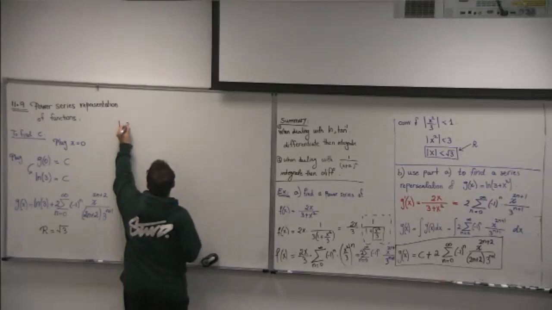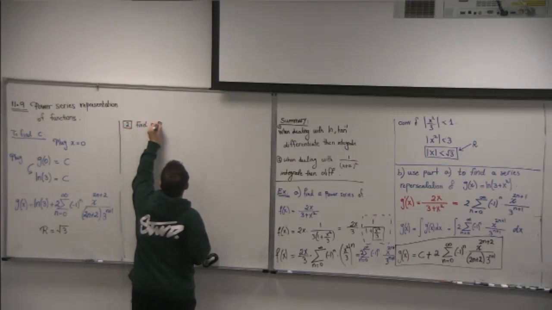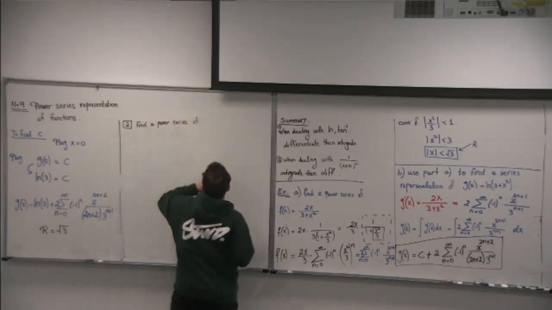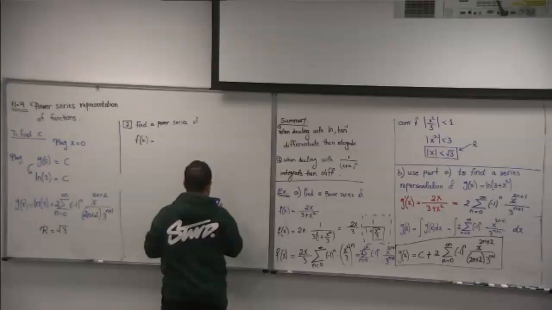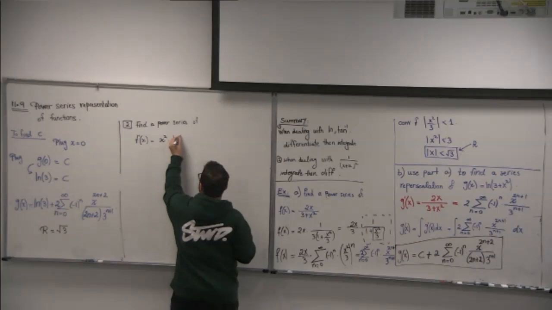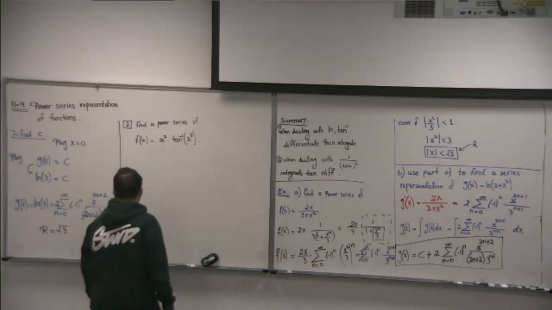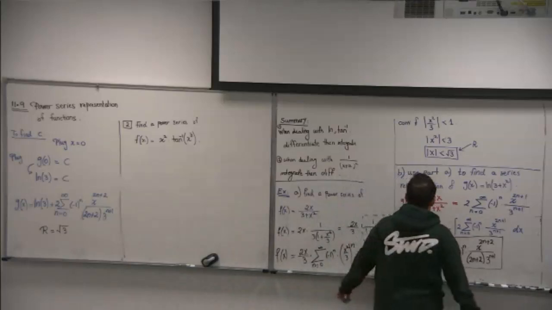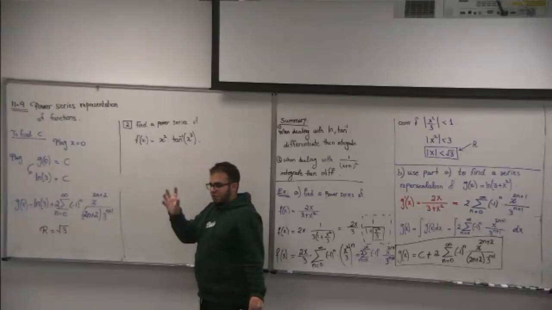So example 2 here. Find a power series of f of x equals x squared tan inverse x cubed. Okay. Again, we said in tan inverse, I differentiate. Now you might ask me, should I differentiate the whole thing? No. The nice thing about power series is you can deal with it piece by piece.